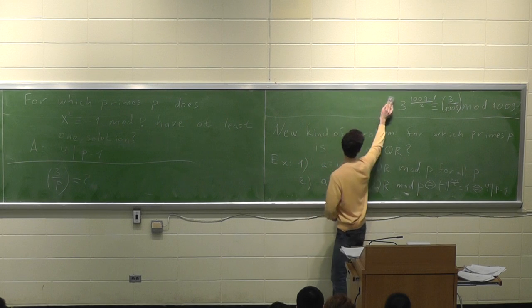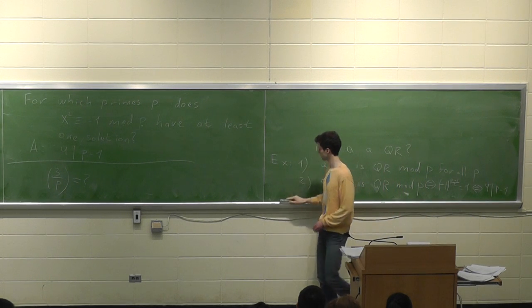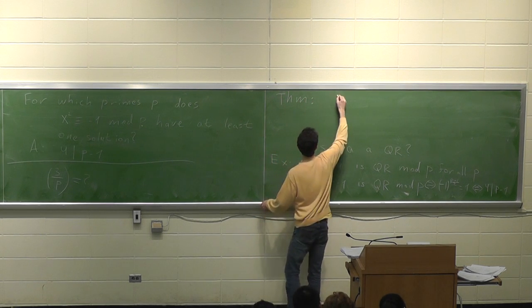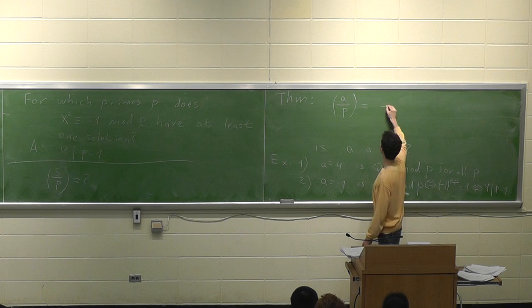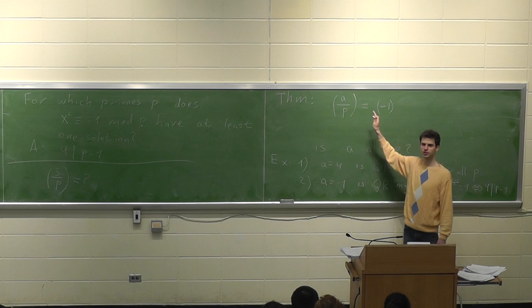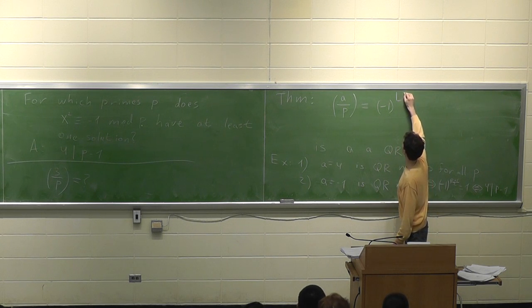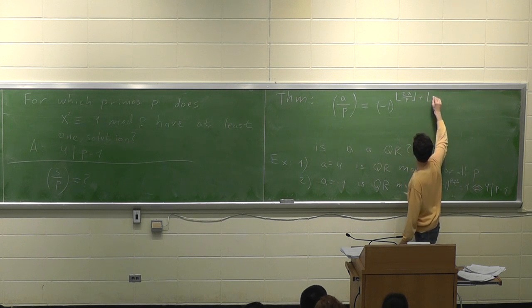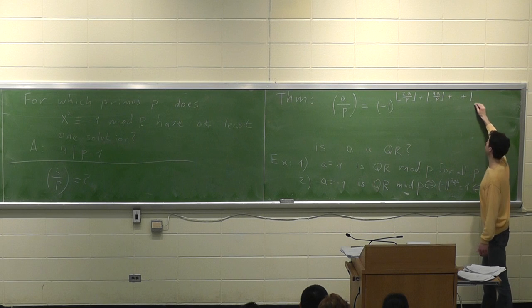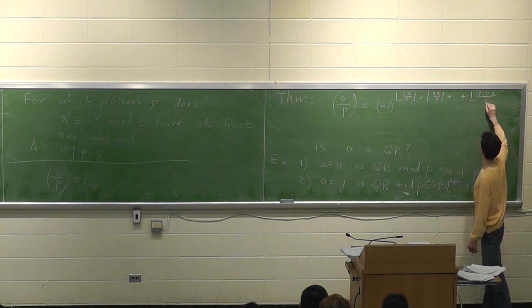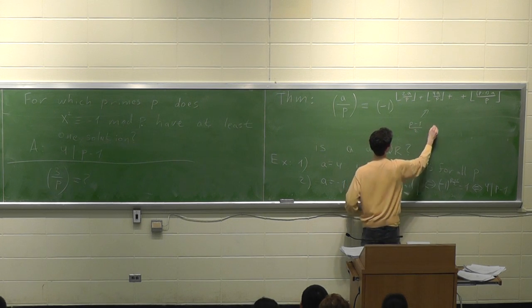So let me start. Let me just formulate a theorem, and then we'll start proving it. Suppose you want to compute the Legendre symbol of a over p. You want to decide whether a is a quadratic residue. You don't have to compute anything modulo p. You have just to compute the following thing. Take minus 1 and raise it to the following power: the integer part of 2a divided by p, plus the integer part of 4a divided by p, plus and so on, and you go all the way until you get to p minus 1, a divided by p. So here you have p minus 1 divided by 2 summands.